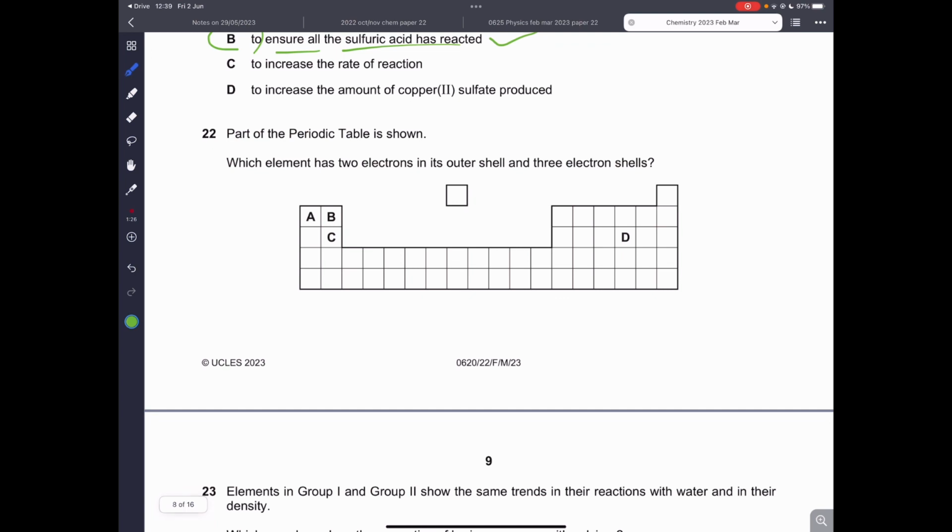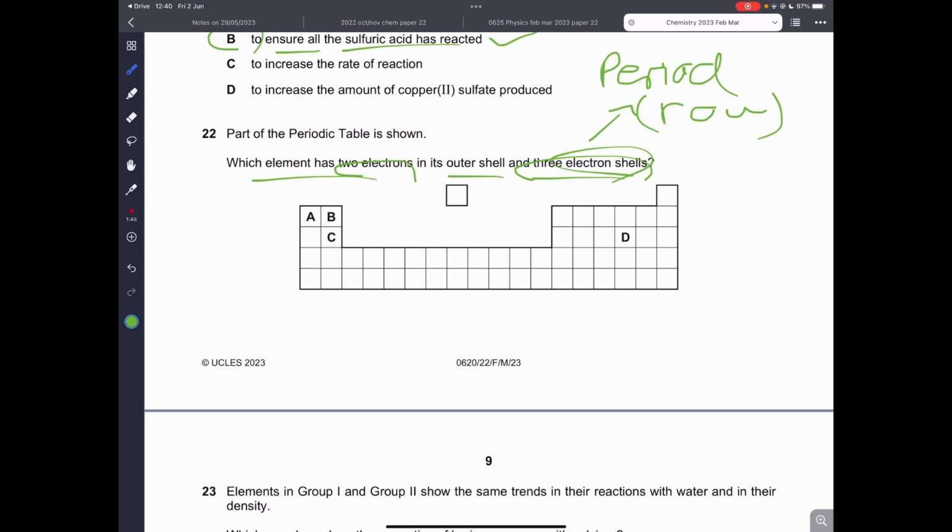Question 22. Part of the periodic table is shown. Which element has 2 electrons in its outer shell and 3 electron shells? Okay, firstly, let's look at the electron shells. The electron shells depend on the period of the table. The period is basically a row, going left to right or right to left. And the 2 electrons in the outer shell depend on the group it is in, which in this case is group 2.